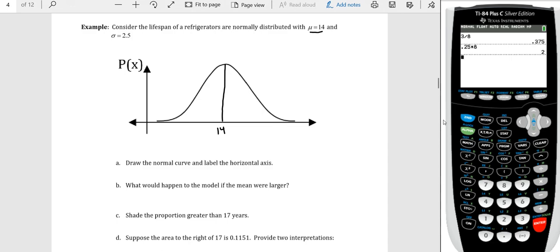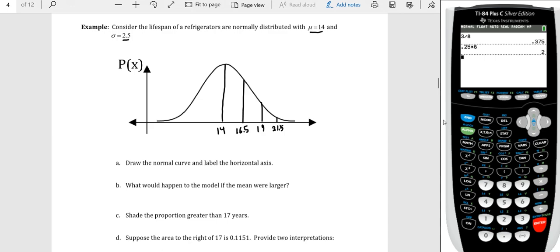Then I'm going to increase and decrease by values according to the standard deviation. So I see around there, that's probably around my inflection point. That's going to be where my first standard deviation is. So I'll increase by 2.5 to get up to 16.5. Then I'll increase again. 16.5 plus 2.5 gives me 19. And then once more, it gets me up to 21.5.